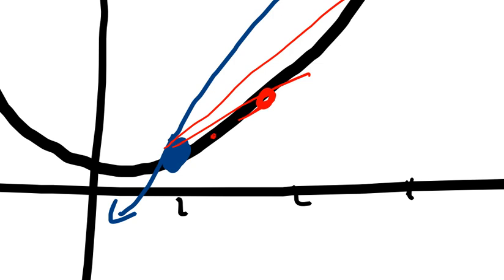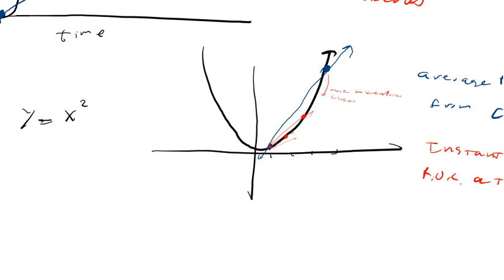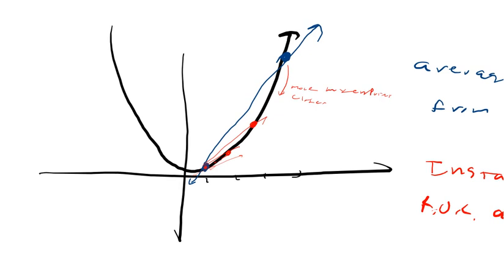So my values of the slope get closer and closer. My points get closer and closer together until my change in x is so tiny that it disappears entirely. And I end up with a value exactly on the curve. My slope is exactly at a single point. And this is your instantaneous rate of change.